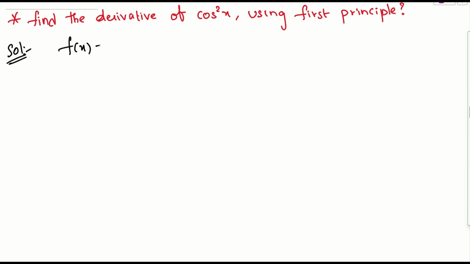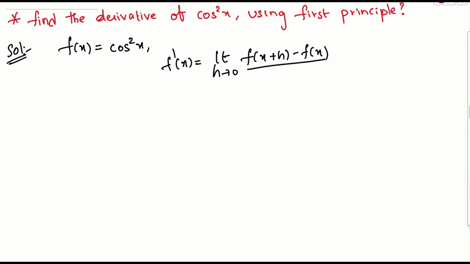What is given here? f of x is equal to cos square of x. We need to find f dash. With the help of the first principle, the formula is the limit h tends to 0, f of x plus h minus f of x, by h. Is it okay? So from this, wherever x is there, we need to replace it with x plus h.